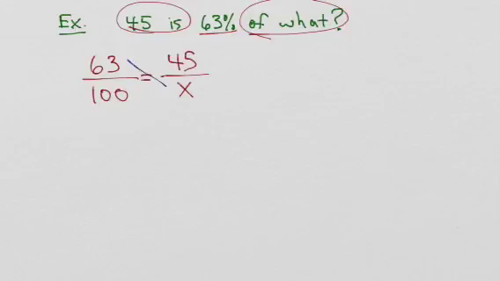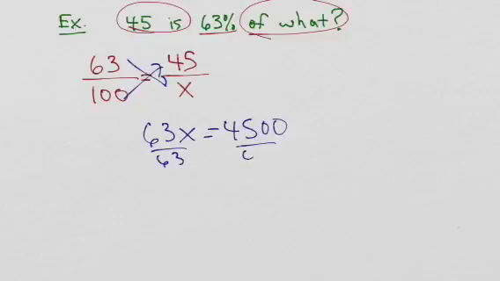All right, cross multiply, 63 times x. Cross multiply 100 times 45, and then divide both sides by 63. So 4,500 divided by 63 is probably not going to come out very pretty. I'm getting x equals 71.428 or 71.43.